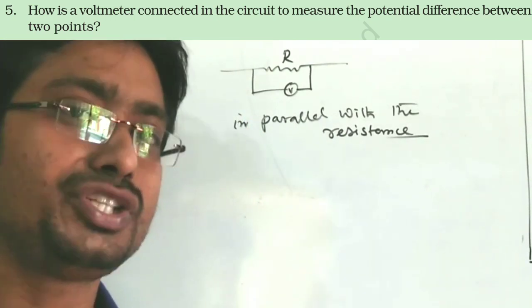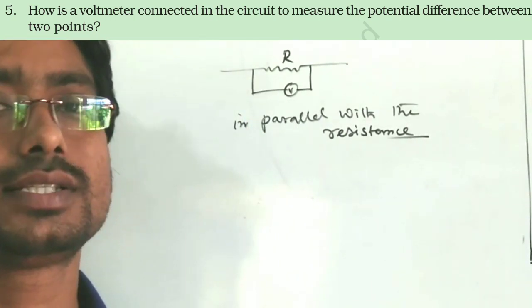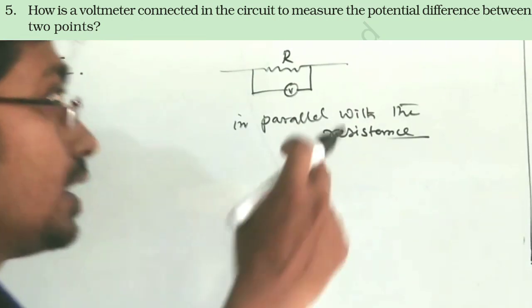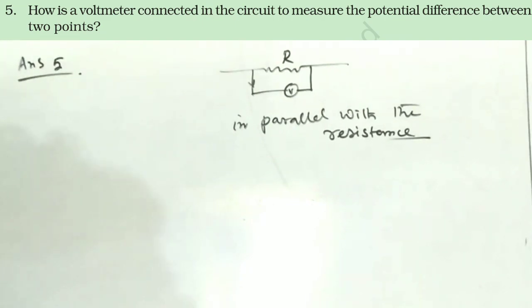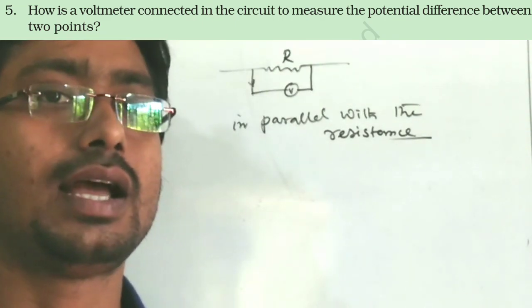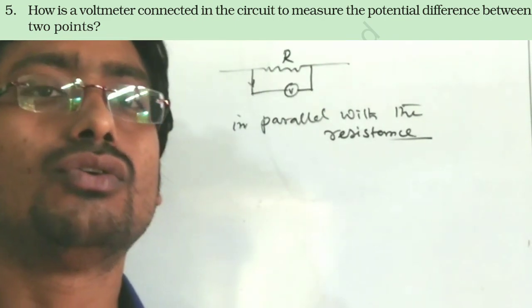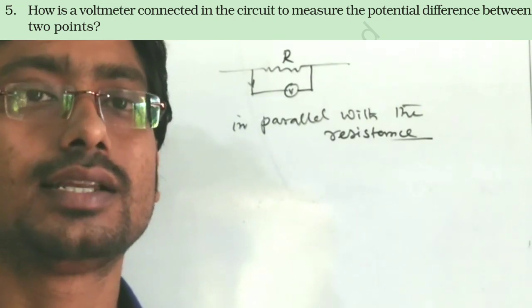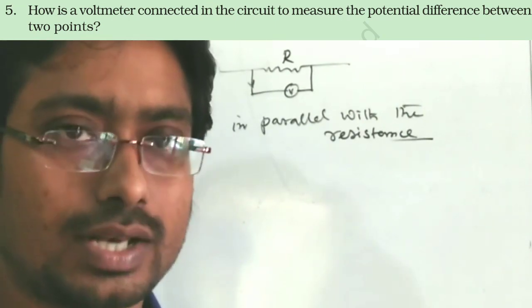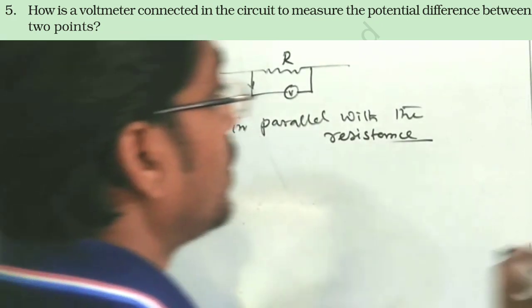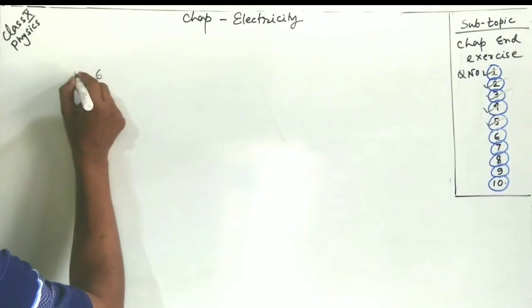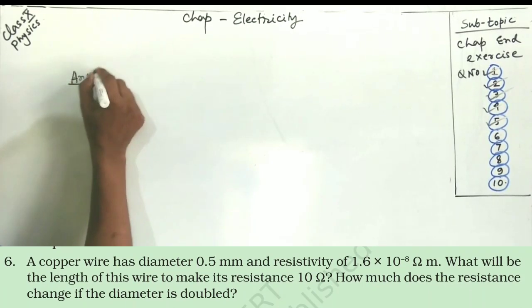Actually, an ideal voltmeter should have infinite resistance. If it has infinite resistance, then it should draw a very minimum amount of current, and that's why the whole conditions of the circuit will not be violated, will be maintained. So we have answered question number 5. Now the answer of question number 6.